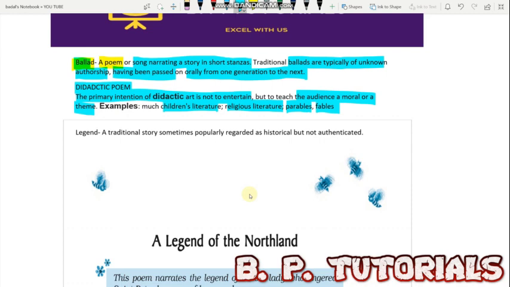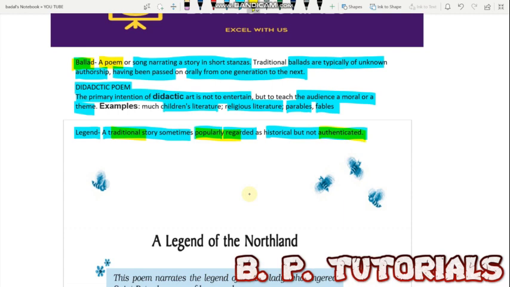Well, as we go through this particular poem, we get to know the term legend. What is a legend actually? A legend is a traditional story, sometimes popularly regarded as historical but not authenticated. And that is the reason it even qualifies as a ballad. It's a traditional story, popularly regarded as historical, but it is not authenticated.